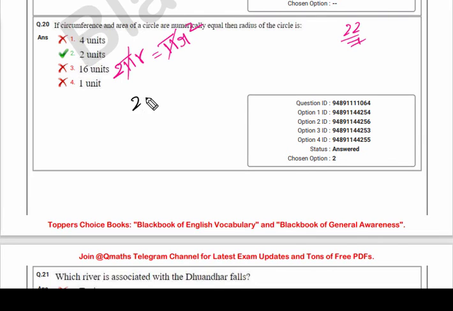Now we get 2r is equal to r square. From this, r gets cancelled once and r becomes 2. It is a very simple question. He asked the radius of the circle and we got the radius of the circle, that is 2 units.